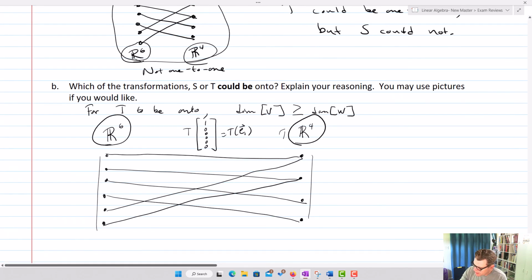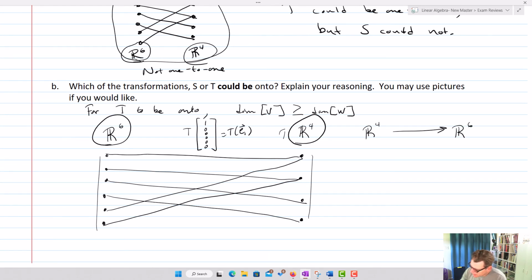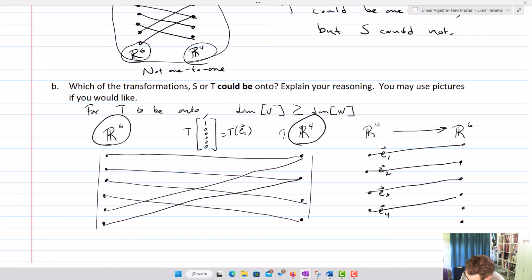But if I switch it around, and let's say I have R4 now going into R6, now what I've got is 1, 2, 3, 4, right? We imagine those basis vectors, E1, E2, E3, and E4, under the transformation, and we have 1, 2, 3, 4, 5, and 6. So now under that transformation, E1 is going to go somewhere, E2 somewhere, E3 somewhere, and E4 somewhere, but we can't get those other 2 dimensions, whatever they are. Those other 2 dimensions are not going to be mapped to. That's our problem. So this transformation cannot be onto. No way.